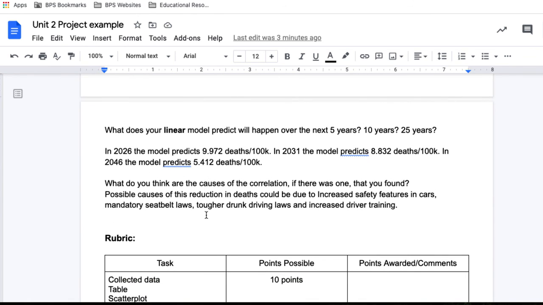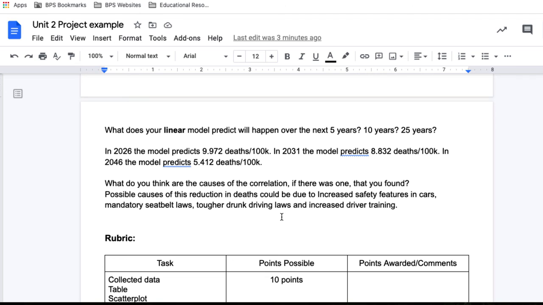So remember we said there's a difference between cause and correlation. Okay, so the time passing is not causing motor vehicle deaths to decrease. So what is causing it? So possible causes of this reduction in deaths could be due to increased safety features in cars, airbags, crumple zones, that kind of thing. Mandatory seatbelt laws, 1950, 60, 70, they did not have seatbelt laws. You do not have to wear a seatbelt.